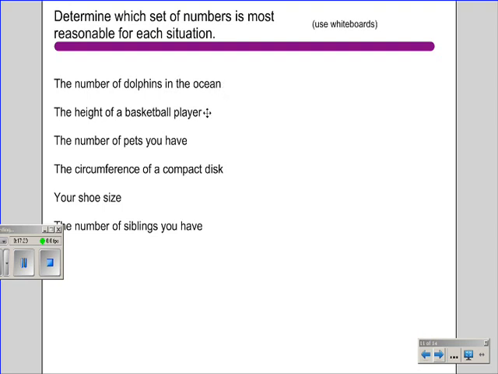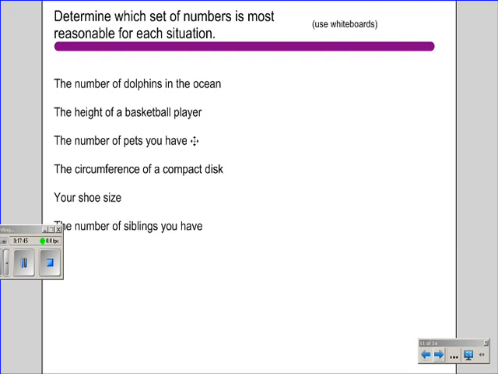The height of a basketball player. Am I talking feet, inches, centimeters? I would say that if I'm doing feet, it would be some number of feet and then a part of a foot. For instance, if you were 6.5 feet, you'd be 6 feet 6 inches, so 6.5 feet. Therefore, it would be rational and real.